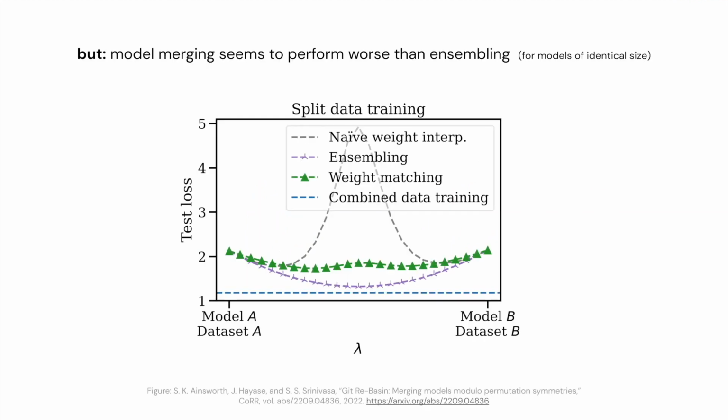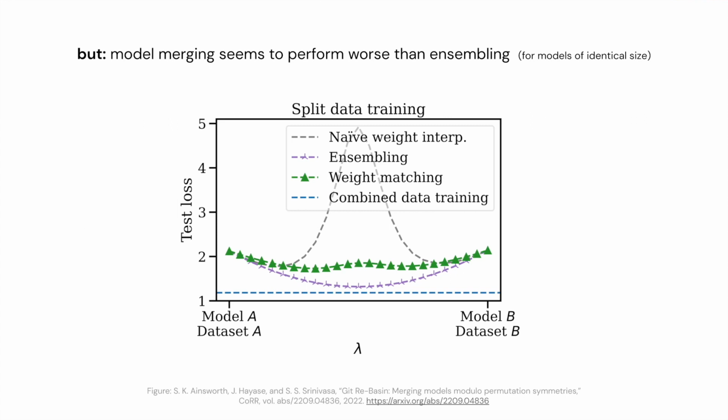Now, these are some slides or figures that I took from the Git Re-Basin paper. There are a few issues with this method. For example, it performs worse than ensembling, right? The averaging of prediction vectors we saw before. And that is the case for models of identical size. So if I have two ResNet 50s and I merge them versus having two ResNet 50s and ensembling them, then ensembling them will typically be better in terms of loss and accuracy.